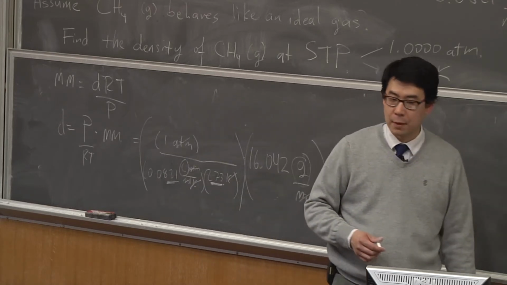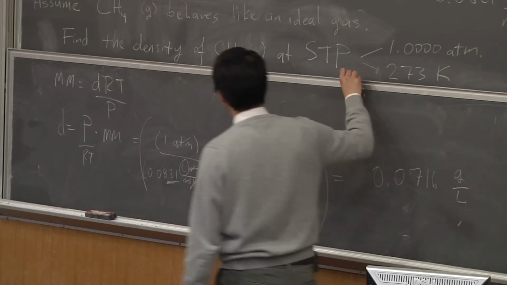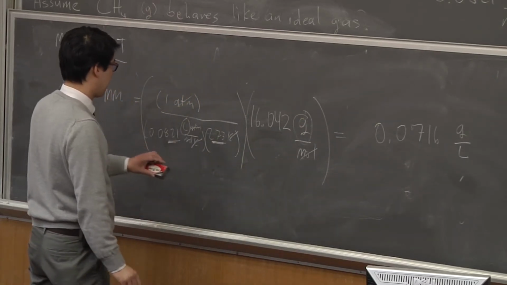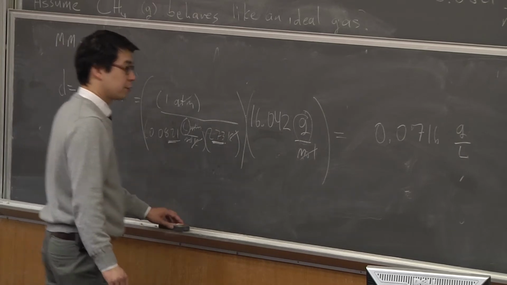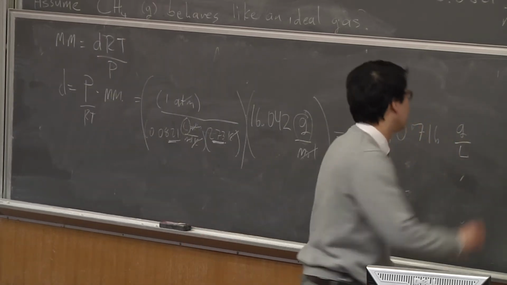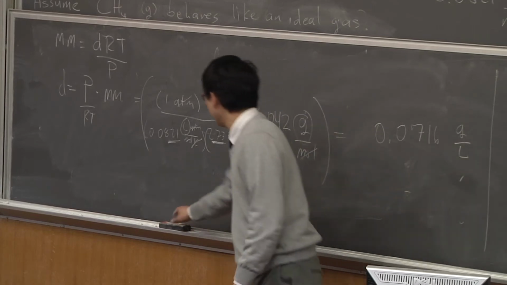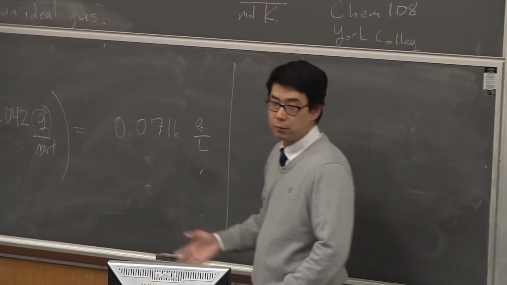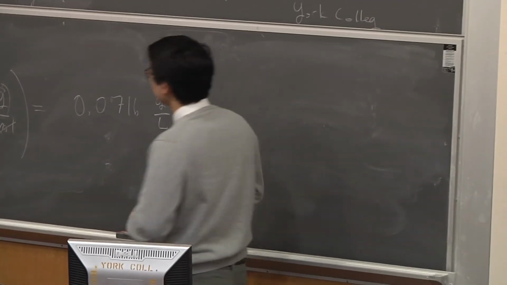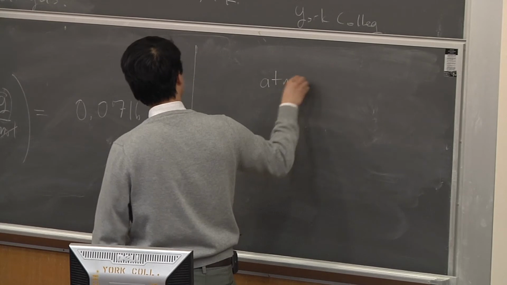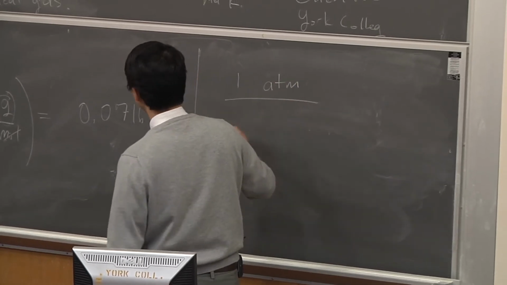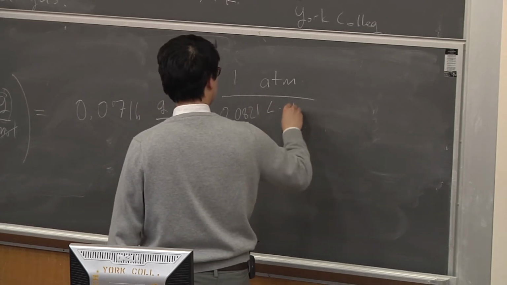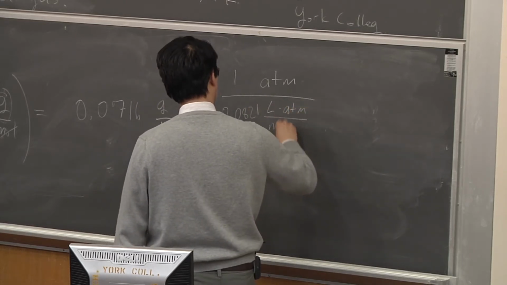Someone asked how the units fall out. This is a little complicated, and that's a very good question, because some magic happened here to get rid of our units. We know that density should be something like grams per liter, mass over volume. So we had 1 atmosphere over 0.0821 liter atmospheres per mole Kelvin.